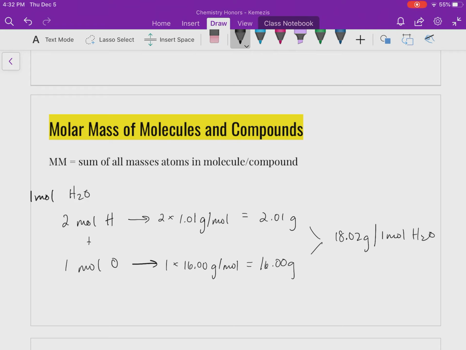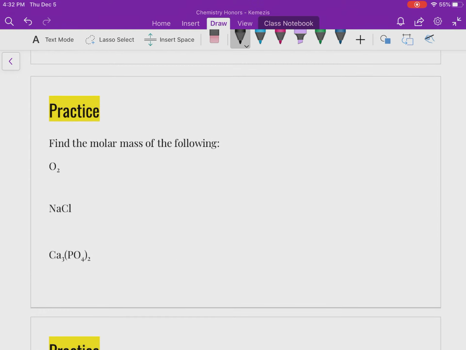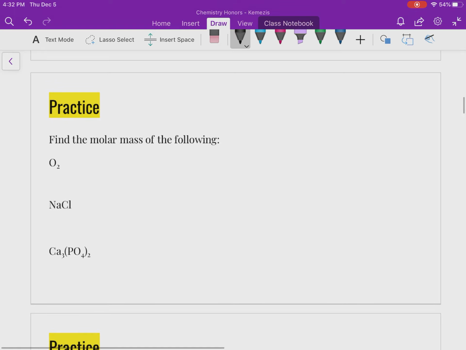So that's how we're going to calculate molar mass. We just take the sum of the masses of all the atoms in the molecule or compound. I'm going to let you figure out the molar mass of oxygen and NaCl and talk a little bit about calcium phosphate. The formula is so important here because it's telling us how many of each thing we have.